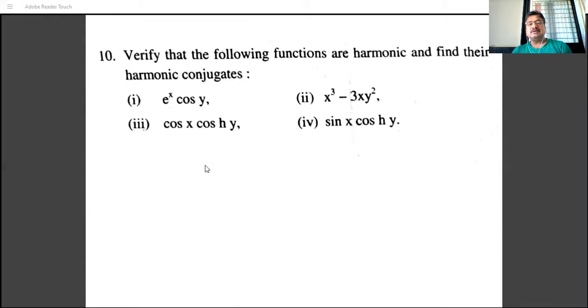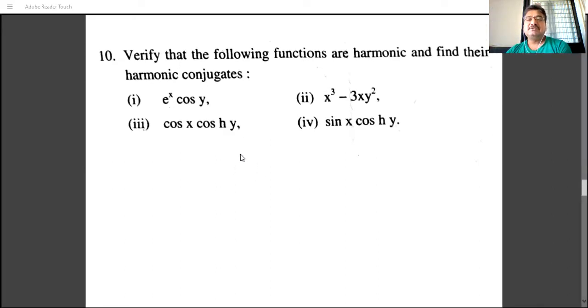This is not true for trigonometric functions, because we know that the derivative of sin x is cos x, but the derivative of cos x is not sin x. The derivative of cos x is minus sin x. Similarly, the integration of sin x is minus cos x, and the integration of cos x is sin x. But here, if the function is hyperbolic, then the derivative of cos hx is sin hx, and the integration of sin hx is cos hx.